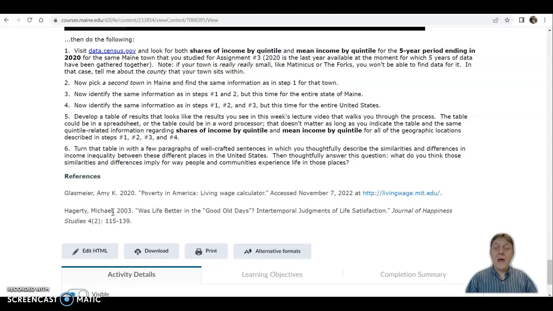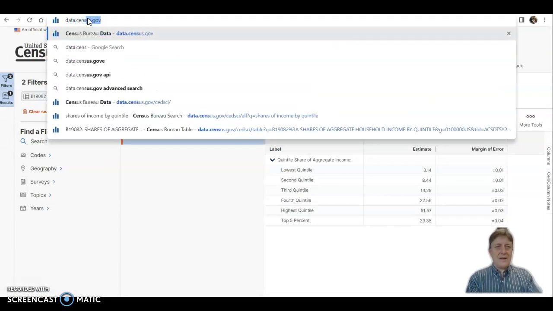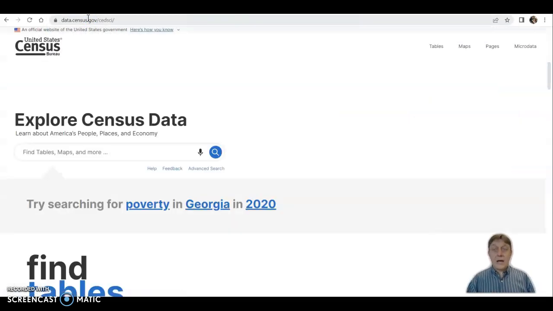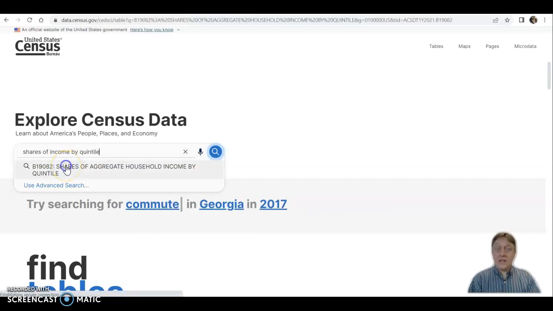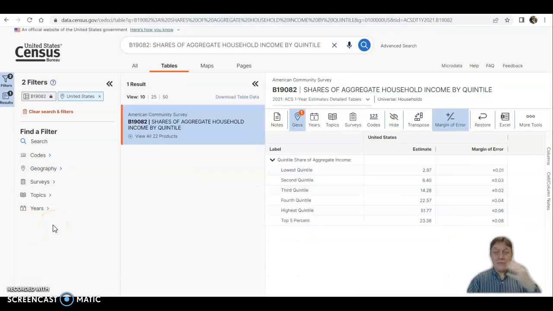Let's find out. I'm going to walk you through the process, which is quite easy, by heading over to data.census.gov. Let's take a look. If I type in data.census.gov, I will be taken to this website. And on this web page, asking us to explore census data, we'll have a search bar, and I can type in one of those two terms, mean income by quintile or shares of income by quintile. And look, there it pops up for us, one table of data. I'm going to click on that, and then I'm going to be taken to a complicated looking page, but there's a lot of information that we can work with.